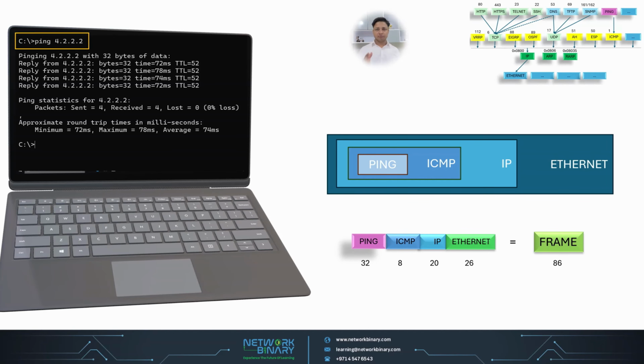TTL is time to live, how many routers it is crossing. So 52 here means that if the destination is a Windows computer, it will subtract from 128. If it is a Linux or Unix based computer, it will subtract from 64. If it is 64 initially and I'm getting 52, then 64 minus 52 is 12. So it's taking 12 routers to reach back to me. There are 12 routers in between.